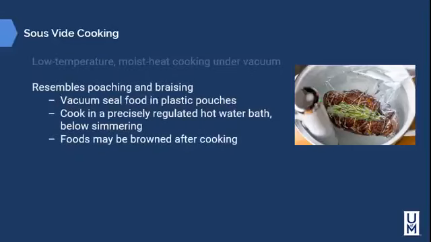A vacuum sealed food is in plastic pouches. We cook it in precisely regulated hot water baths below simmering. Typically what we use is an immersion circulator. As you can see in the picture, it's small. The original ones of these were quite bulky and cost a lot. Now you can buy them for as low as $60. What it does is it literally heats the water and circulates the water at the same time, keeping the water hot throughout. Foods may be browned after cooking.